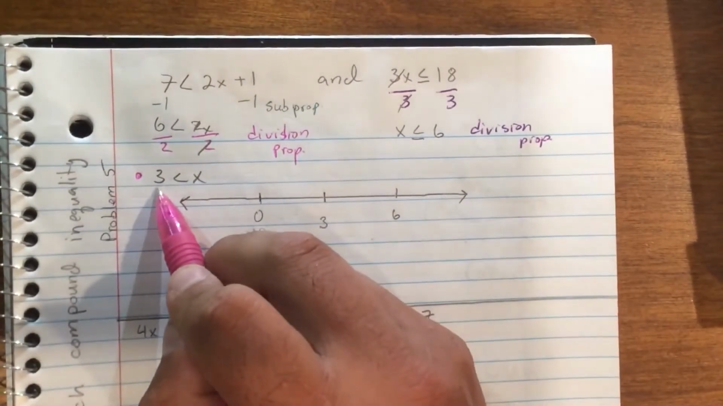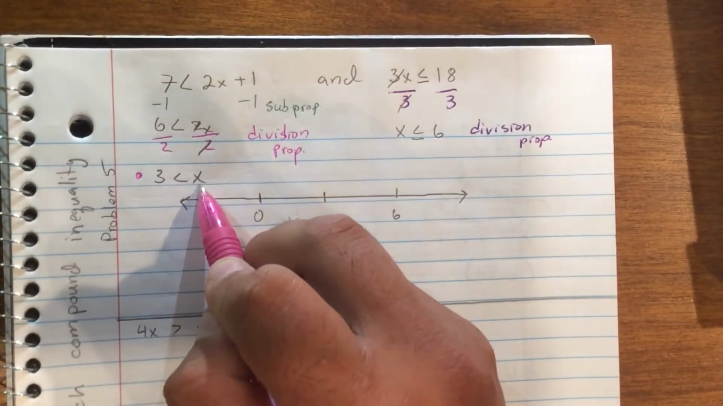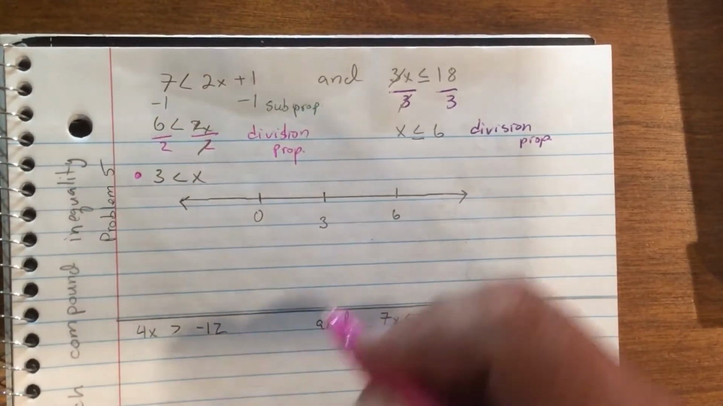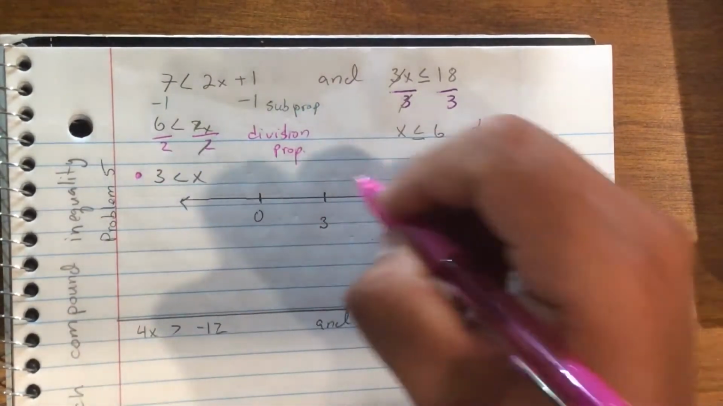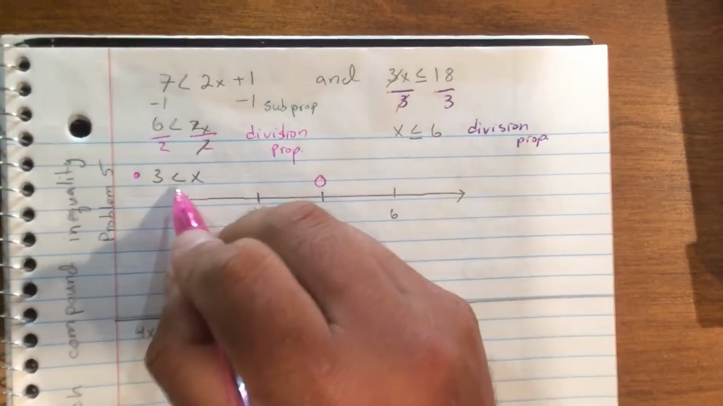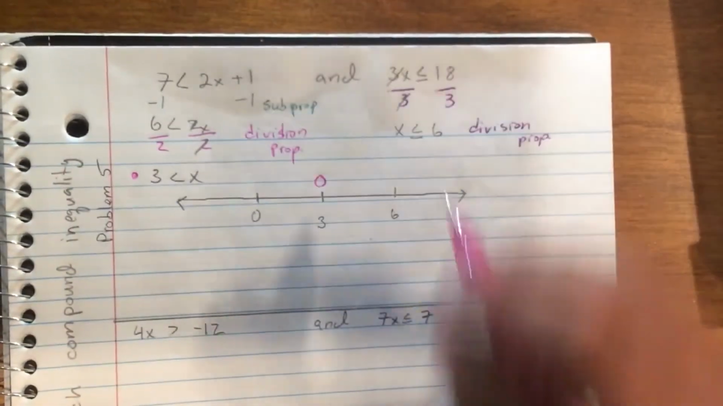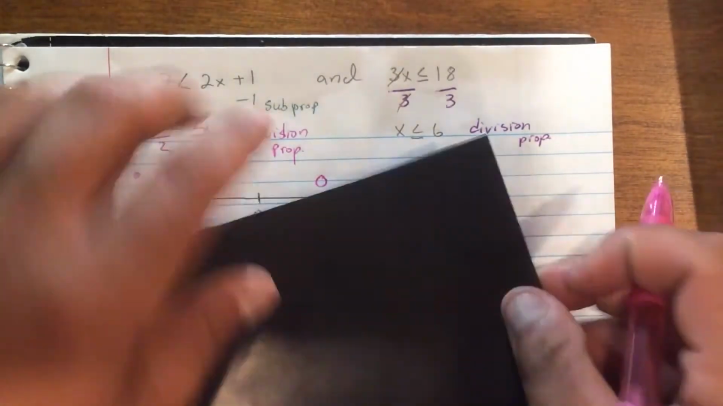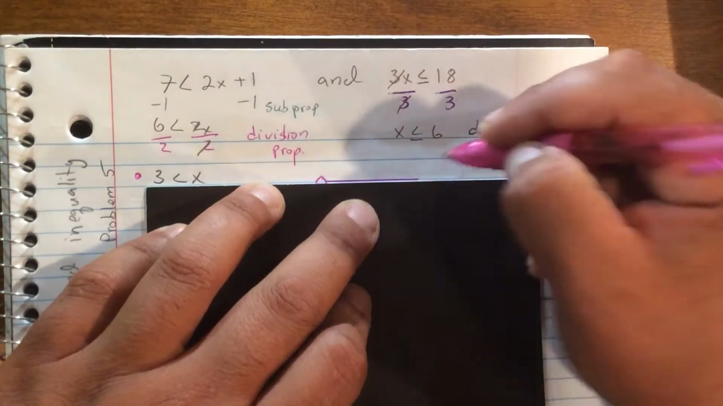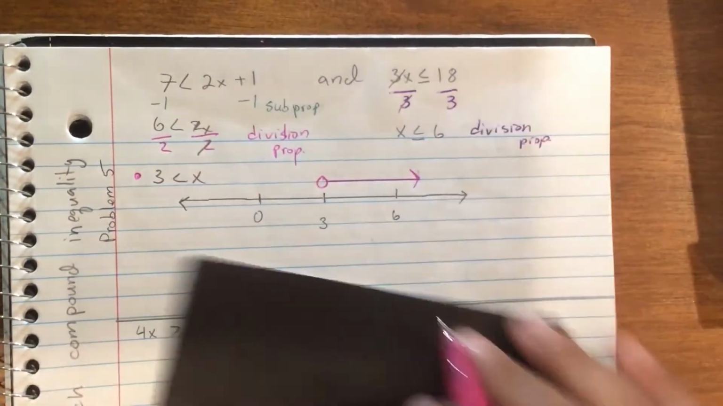So our 3 is less than x. So that means our x has to be greater than our 3. So it's going to be an open circle because it's not including the equal to. And we're going to go ahead and draw our line this way. And it's going to go this way here, right?